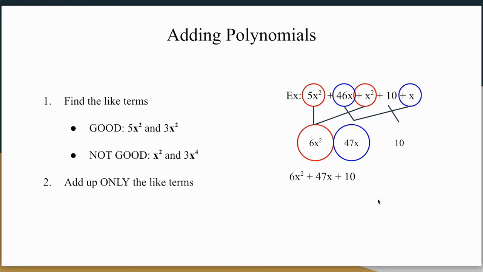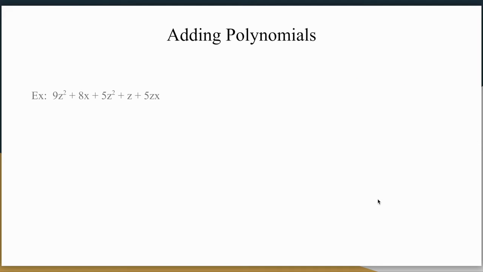Okay, now we're going to try 2 more examples. So for this example, we have 9z squared plus 8x plus 5z squared plus z plus 5zx. In this example, we can see that there's only one set of like terms, which happens to be 9z squared and 5z squared. Why? Because for these terms, they have the same variable and the same exponent on that variable. Now, because the other terms are not like terms, therefore we leave them alone, and we're only going to add 9z squared and 5z squared.